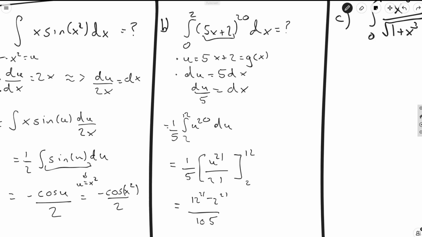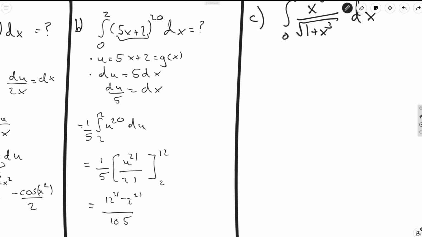If you don't want to change the bounds, I believe you can just, at this point, substitute in u is equal to 5x plus 2, and you can keep your original bounds. You can keep your lower bound at 0 and your upper bound at 2, but you have to be working relative to 5x plus 2 instead of the u. You have to substitute your x's back in. Okay? So now on to the last one.